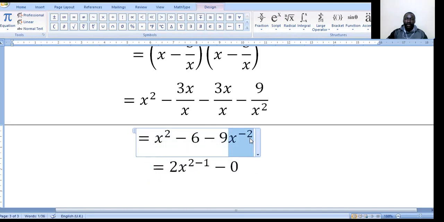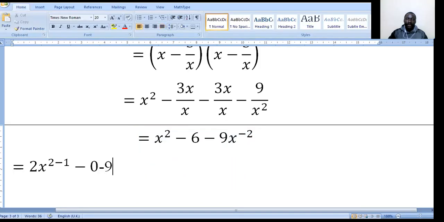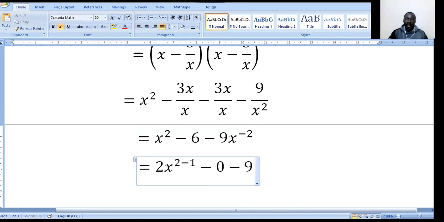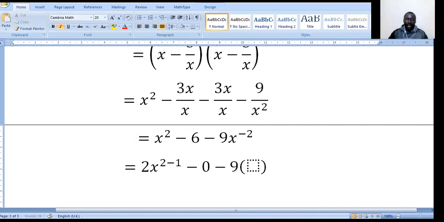Now we want to differentiate the next quantity, which is what? X raised to the power of negative 2. This one is a constant, so we just keep it there. We say minus 9. Okay, you know, we could put some small bracket there. All right, so from here, what we have is this.